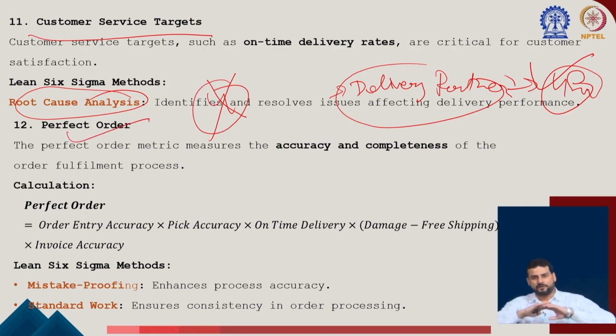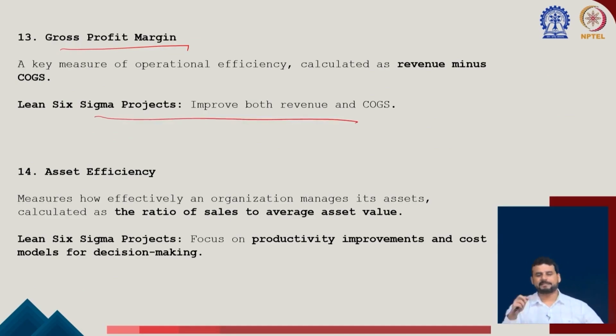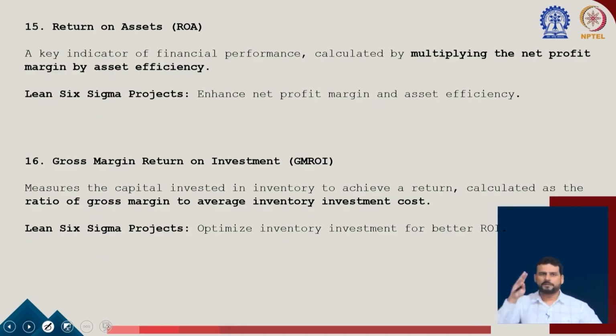Perfect order: when you are filling all the demand on time, whatever you are delivering is accurate, and your order is recorded accurately, then it is called a perfect order. So that mistake proofing should be there, and standardize the work so that efficiency can be maintained. What is the gross profit margin? Revenue minus cost of goods sold, right? So you can implement a Lean Six Sigma project, balanced scorecard to improve the overall efficiency as well as your productivity also. Productivity will be improved, your cost will be reduced, your total profit will increase.